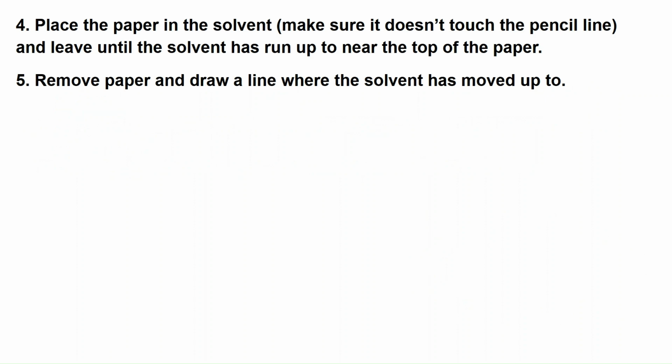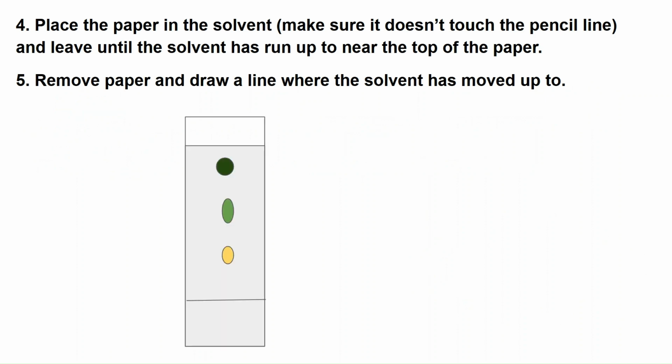What you do then is you leave it until the solvent has run near to the top of the paper. Make sure it doesn't run right to the top, because I'll explain in a bit. When it's reached near the top, you remove the paper and then draw a line where the solvent has moved up to. This is a representation of what it might look like. As I said before, it's a schematic because I'm not in a lab.